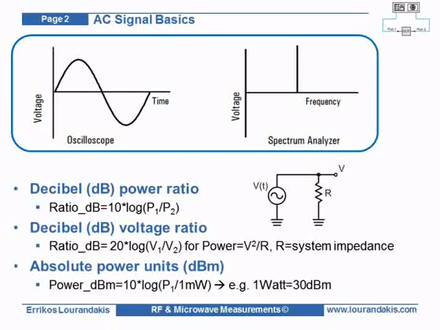Let's begin with the basics of AC signal analysis. We consider therefore a time-variant voltage signal that is applied on a load resistance. A sinus wave in the time domain is represented in the frequency domain as a single spectral line. Signal relations are often described in decibels with respect to voltage or power ratios. Absolute power levels are usually expressed in dBm as the power ratio with respect to 1 mW.